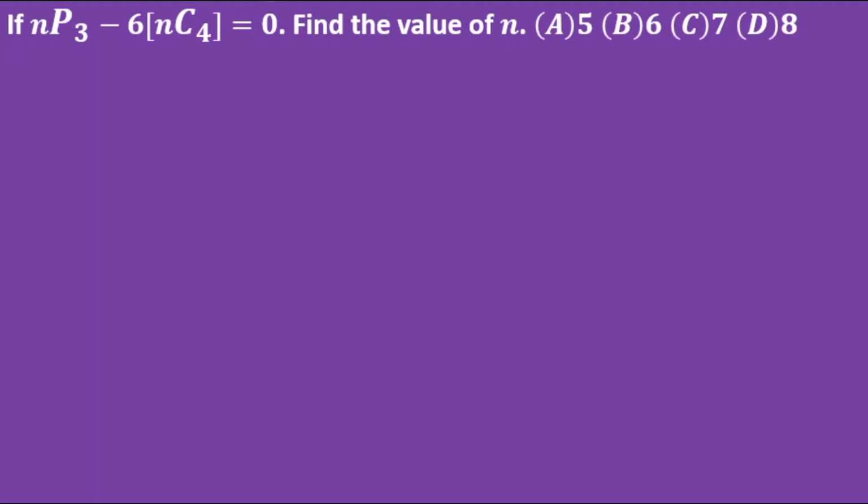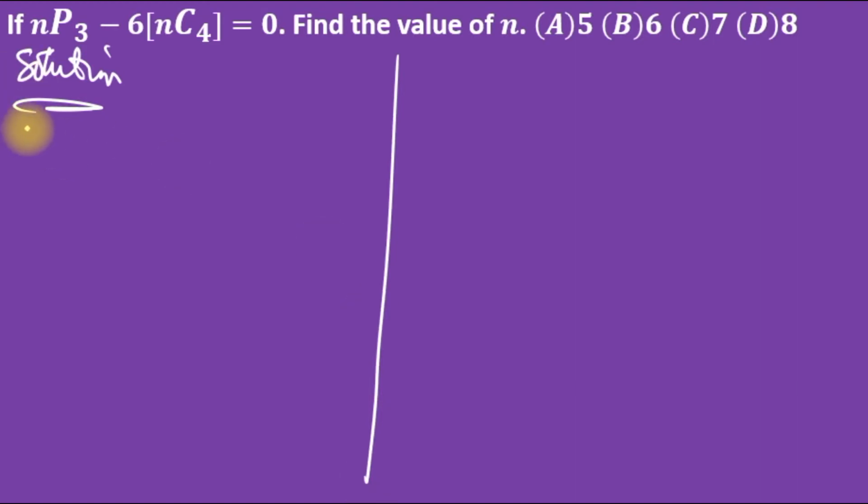If n permutation 3 minus 6 times n combination 4 equals 0, we're asked to find n. Okay, so we solve. We can write this as n permutation 3 equals, this goes over here, 6 times n combination 4. We'll convert combination to permutation.